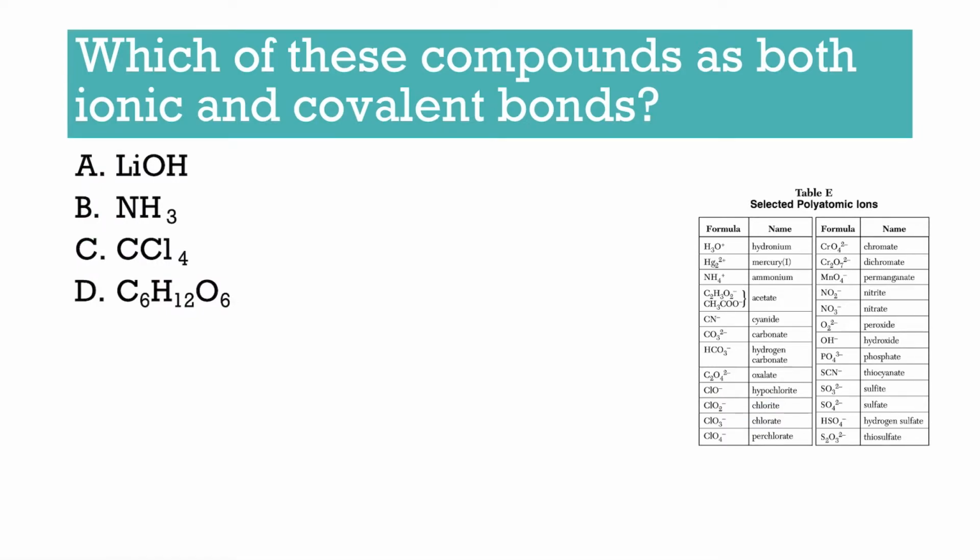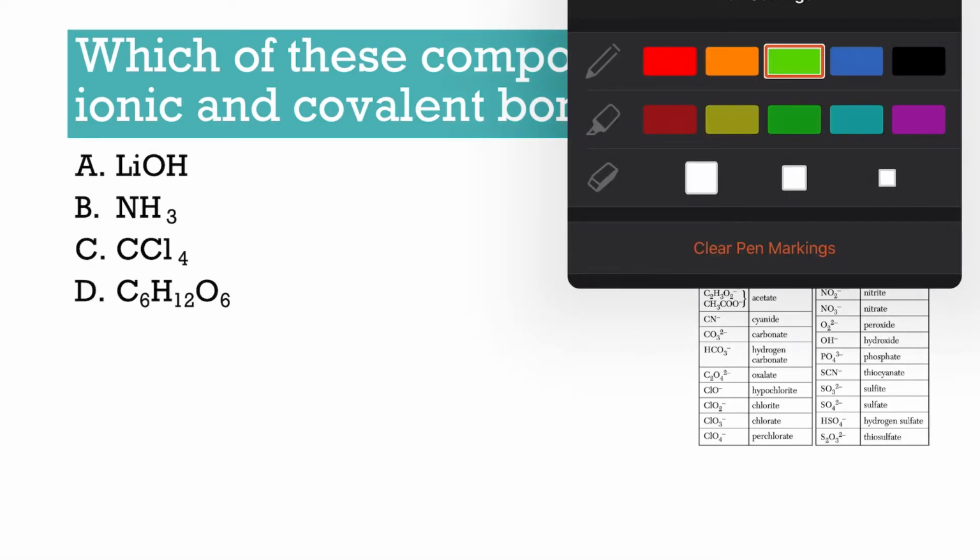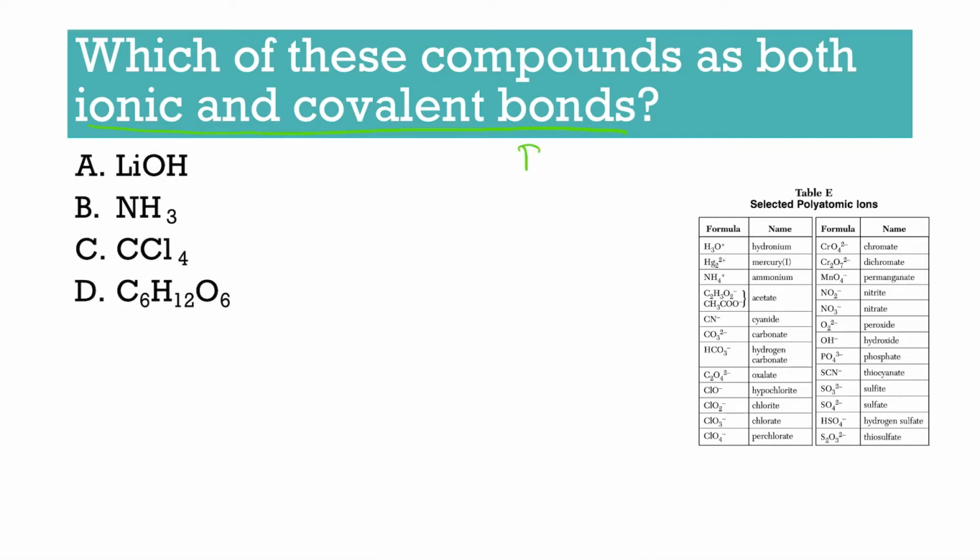So go ahead and try this one on your own. Which one of these compounds has both ionic and covalent bonds? So again, ionic and covalent, you should be thinking polyatomic. You should be thinking Table E. So looking at Table E, looking at your answer choices, LiOH, OH right here, is on Table E. So therefore, that one would have both ionic and covalent. This is all nonmetals, straight covalent compound, straight covalent bonds. All nonmetals, straight covalent. All nonmetals, straight covalent. So again, checking Table E is what you have to do.